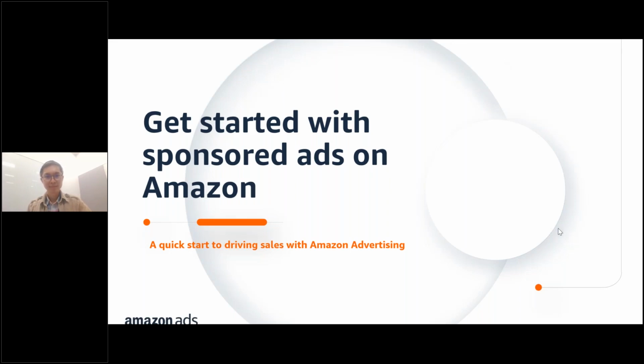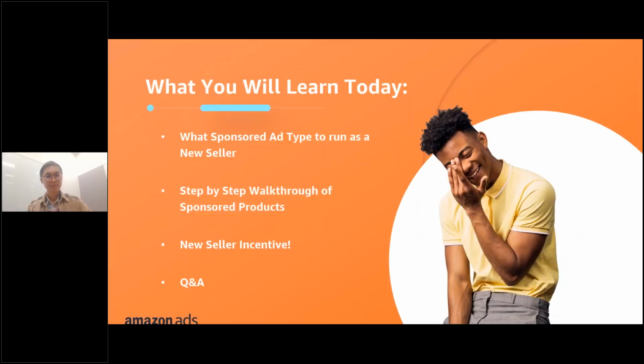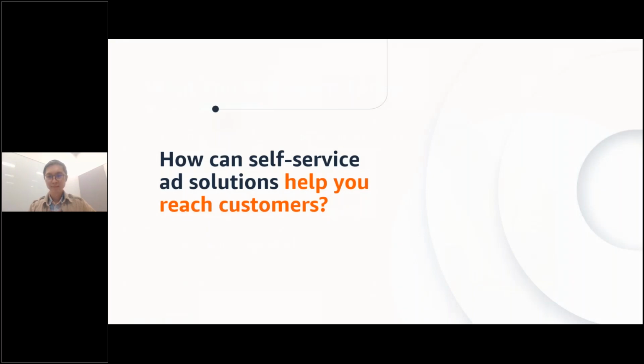Definitely. So we'll just jump straight into getting started with some of the advertising solutions that are available on Amazon. What you want to learn today is basically what are some of the sponsored ad types to run as a new seller, and then I'll go through a quick step-by-step walkthrough of our sponsored products, and then I'll leave some time for Q&A. So again, how can what we call self-service ad solutions help you reach customers?